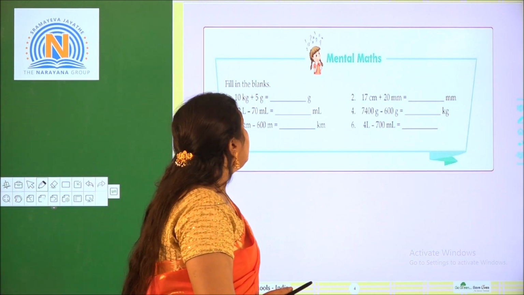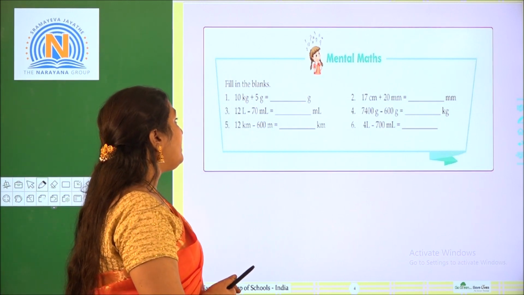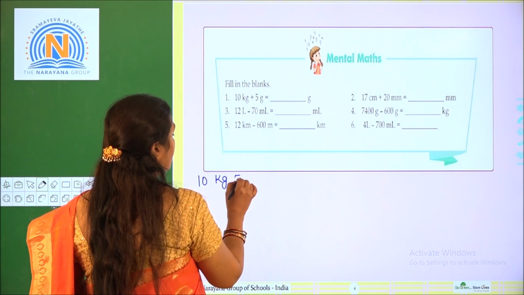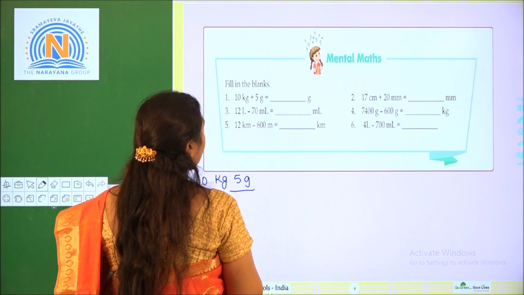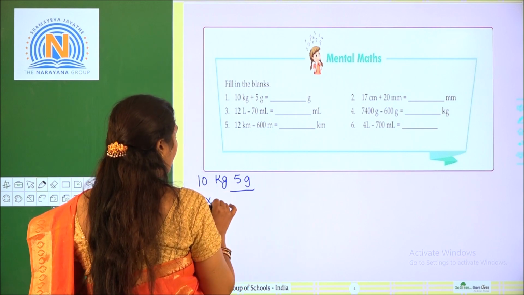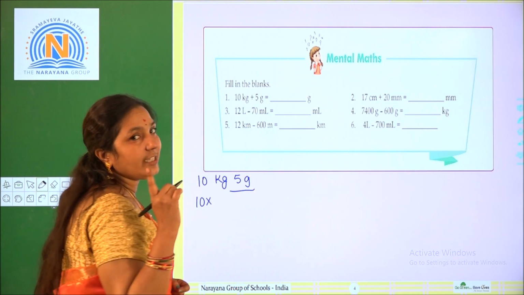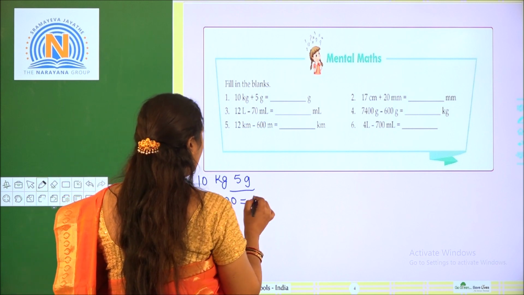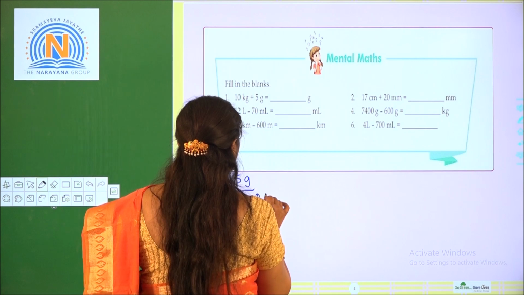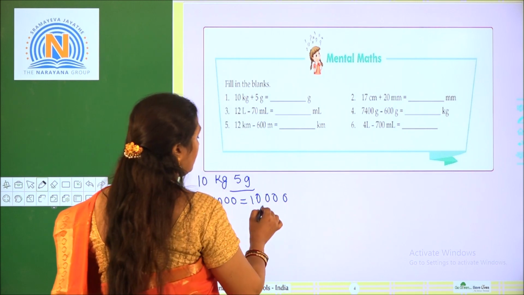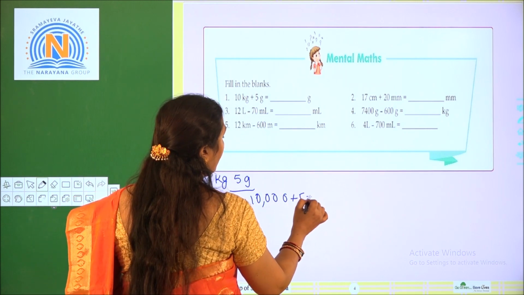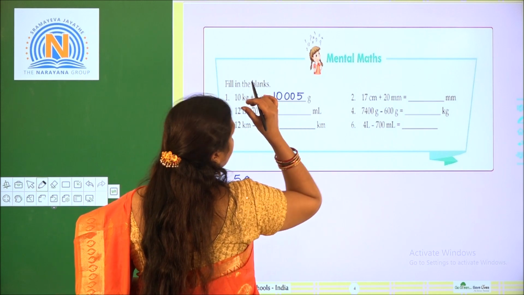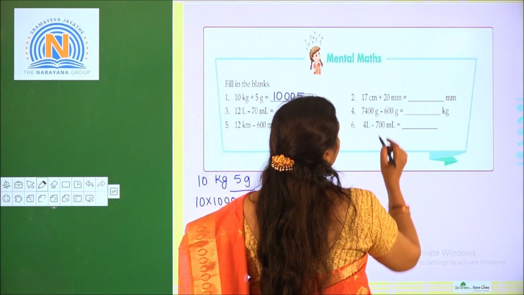Mental maths. Fill in the blanks. 10 kgs plus 5 grams. So how many grams are there? 1 kg equal to 1000 grams, means 10 kgs equal to 10 into 1000. How many zeros will we get? 4 zeros. 10,000 plus 5 grams, so 10,005 grams.